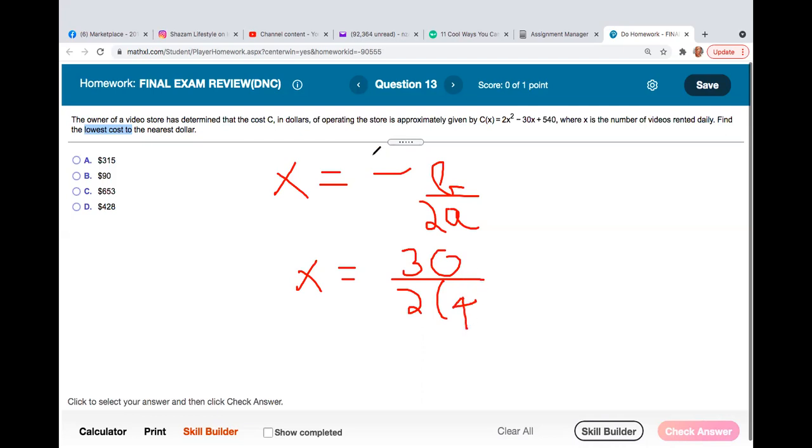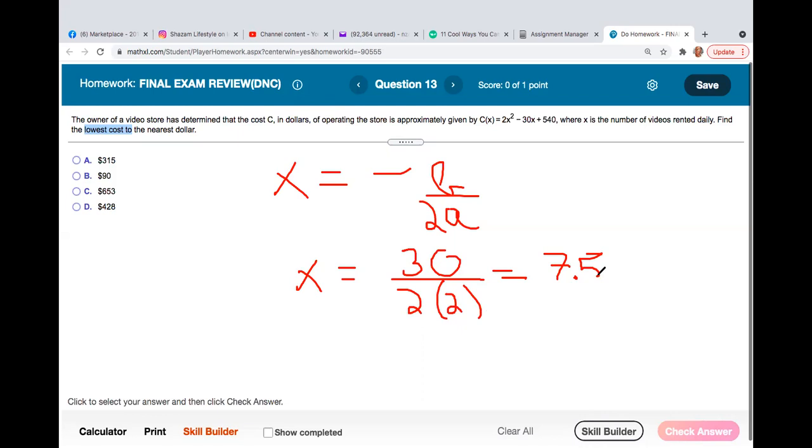Now, oh, Shazam, I'm ahead of myself, guys. I did the multiplication in my head already. All right, so plug that into a calculator, guys. That's going to give you 7.5. So this is how many items must be sold. Hold on a second here. 30 divided by 4, that is 7.5, but we can't do 7.5.